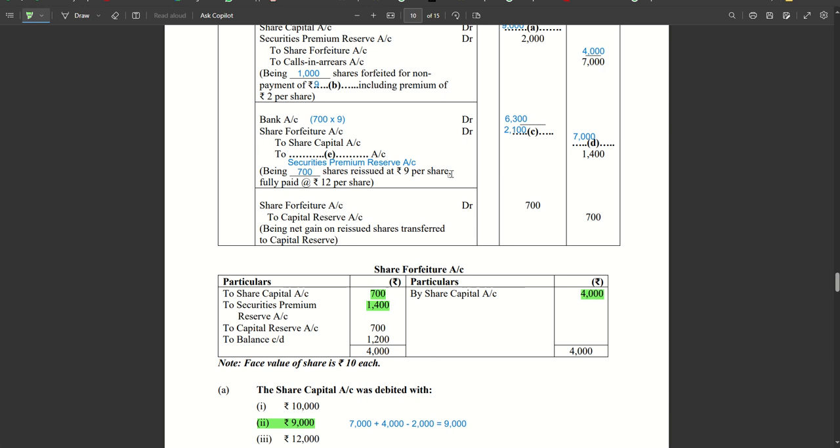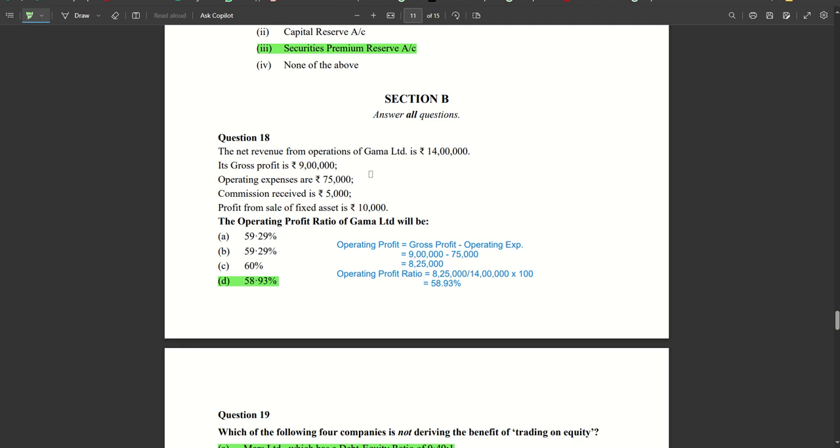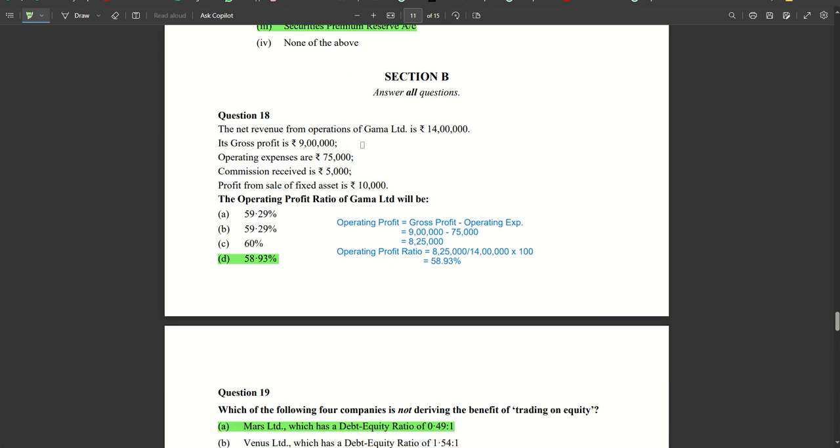All right, let's move on. So here the first one that we have is a ratio sum where we are required to calculate the operating profit ratio of Gamma Limited. We are given the revenue from operations as 14 lakhs, gross profit as 9 lakh, operating expenses as 75,000, commission received 5,000 and profit from sale of fixed assets 10,000.